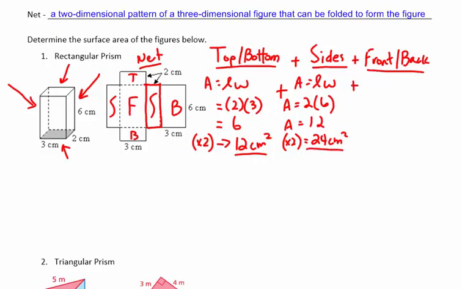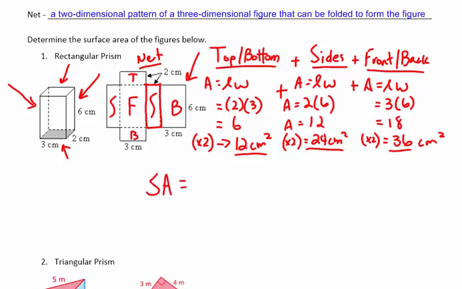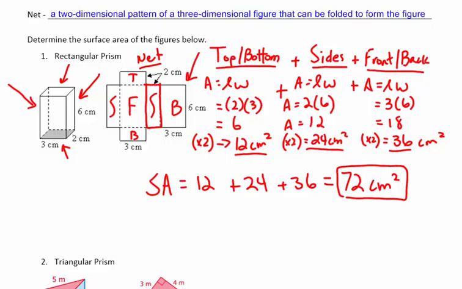And then to that, the front and back is here. That's a rectangle that's 3 by 6. So I'm going to find that area. That's 18. And again, I'm going to double that because there's 2 sides. That's 36 centimeters squared. So the total surface area that makes this up is 12 plus 24 plus 36, which gives me a total of 72 centimeters squared. So this would be the surface area, or the total amount of cardboard, you could say, that would make that box up.